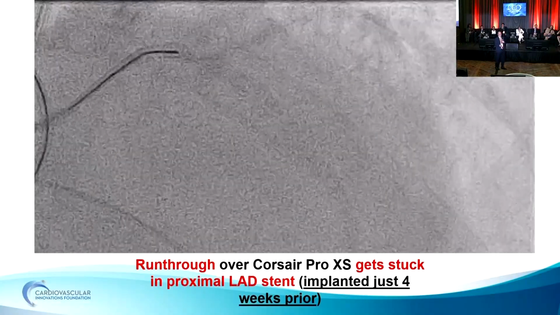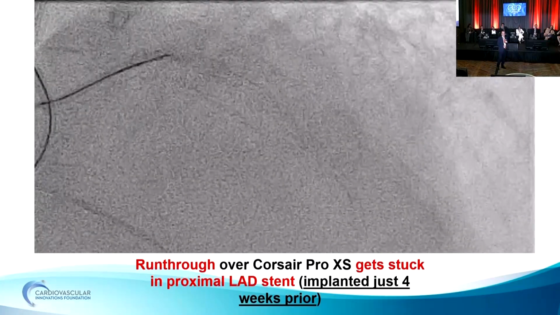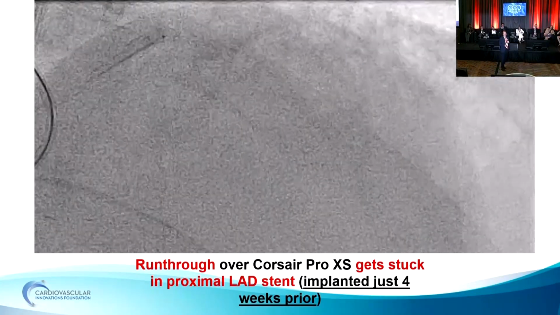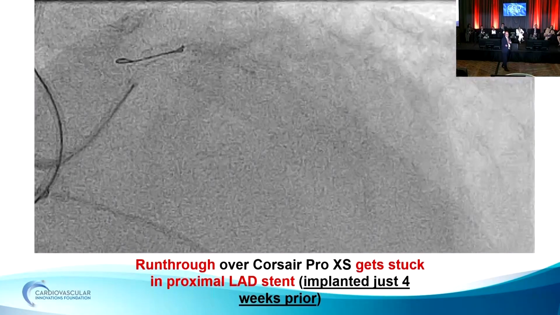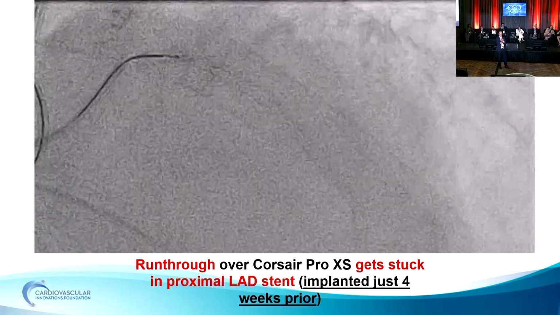And so immediately after advancing the microcatheter with the workhorse wire into the LAD, we noticed that there is resistance upon moving the guidewire, the Runthrough, and there is like a little dot there.